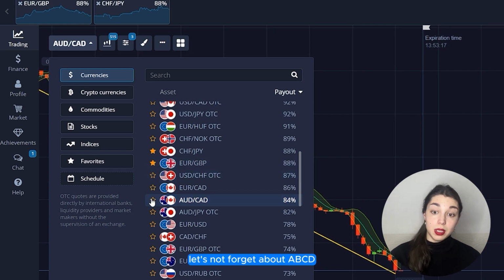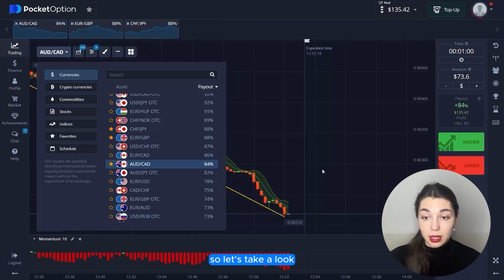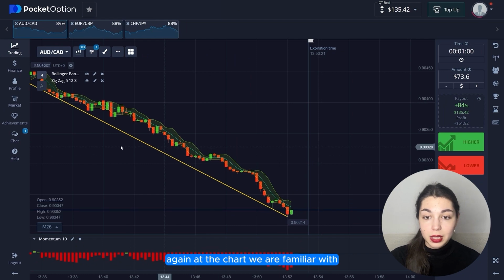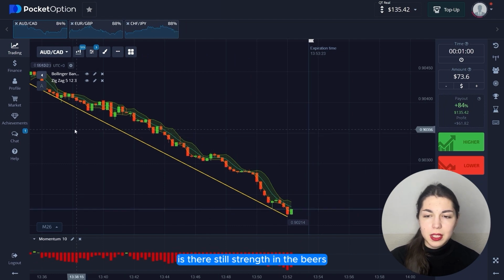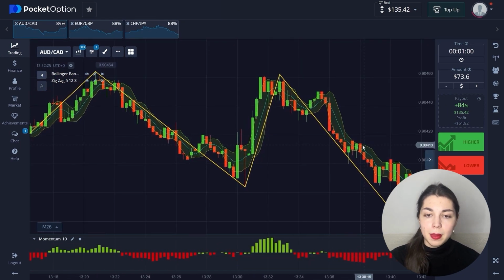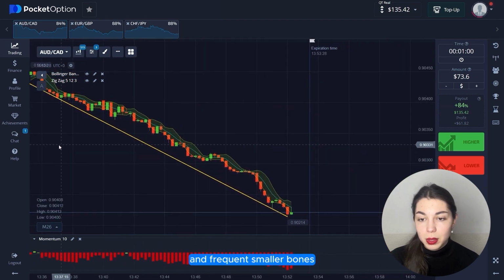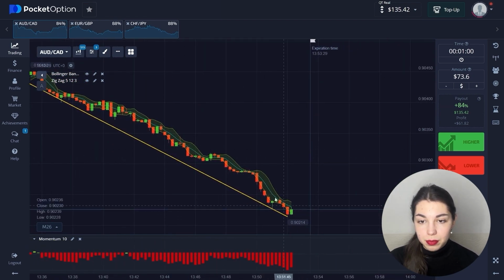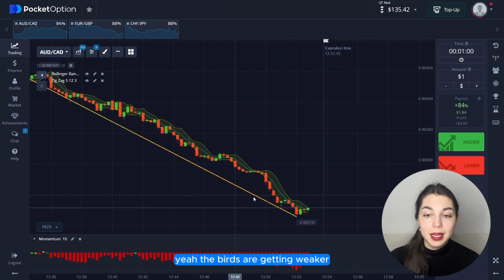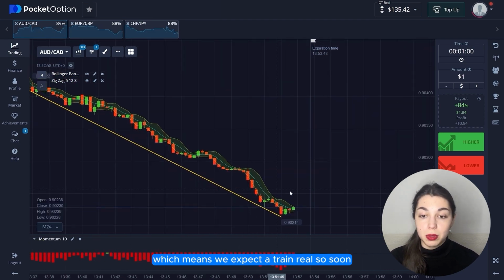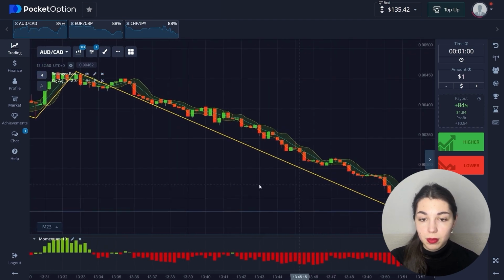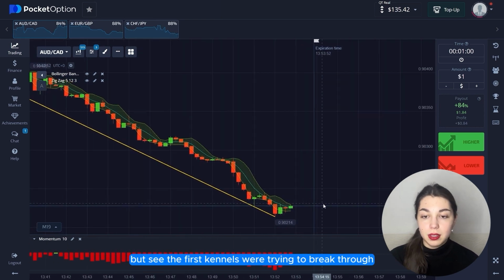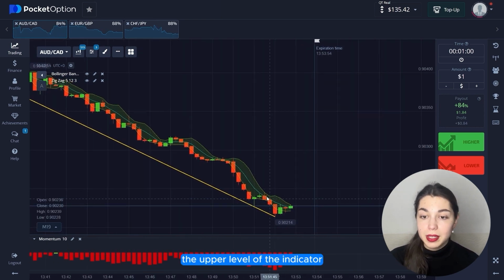Let's not forget about AUDCAD, so let's take a look again at the chart we're familiar with. Is there still strength in the bears? Considering a prolonged decline and frequent small rebounds, the bears are getting weaker, which means we expect a trend reversal soon. We see the first candles were trying to break through the upper level of the indicator.